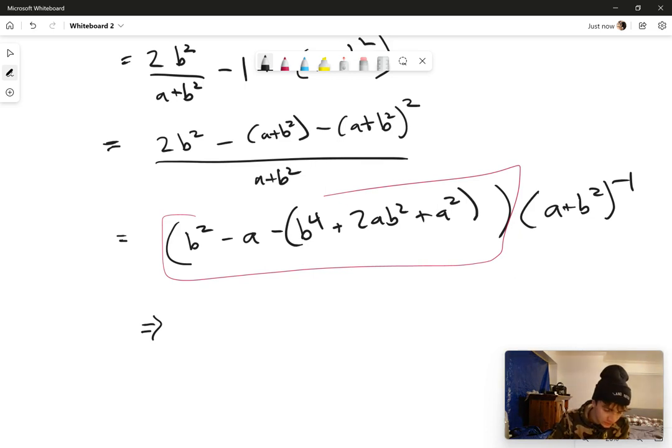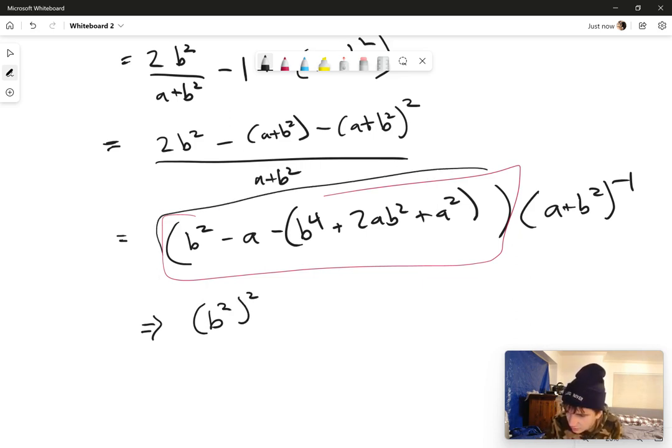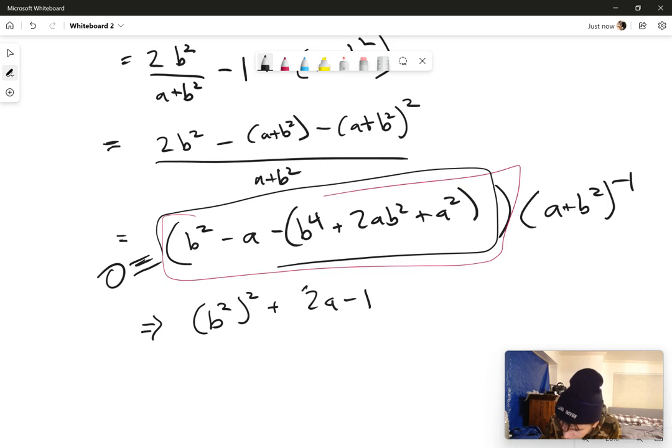Let's see what the book says. Yeah, so essentially we're just going to solve for b squared. We're going to solve for the roots of this equation by solving for b squared in terms of a. Okay, so we have b squared squared, and I'm going to set this equal to 0. So b squared squared plus (2a minus 1) b squared.